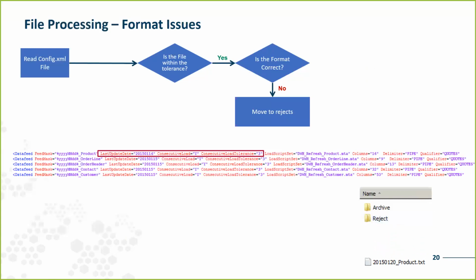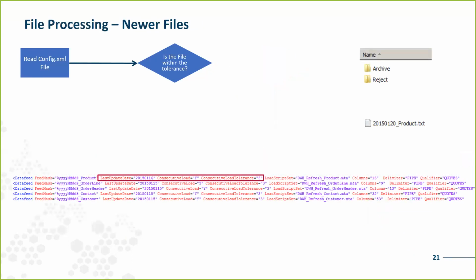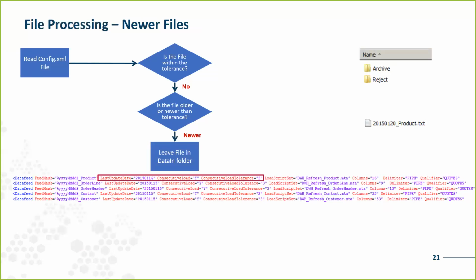We will then look at the next file, which is the 20th. In this case, it's actually too new. Because we're expecting only the 17th, 18th or 19th, and this one's dated the 20th, we're not going to load that, but we're not going to reject it either. We're going to leave it in the data in folder. This then gives the customer the opportunity to backfill the data. So if you think if you're only providing incremental updates of data, this would just cater for mistakes in delivery or what have you.